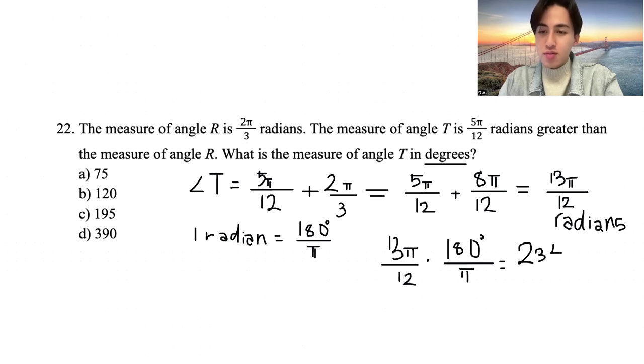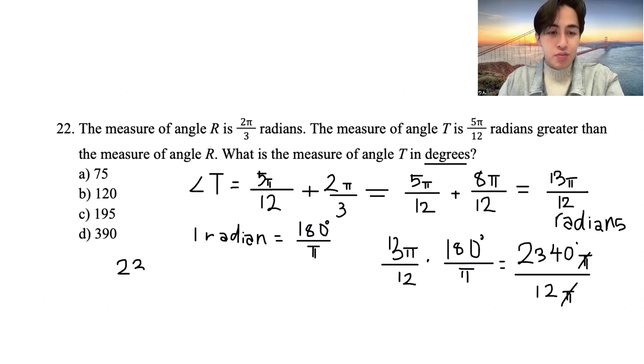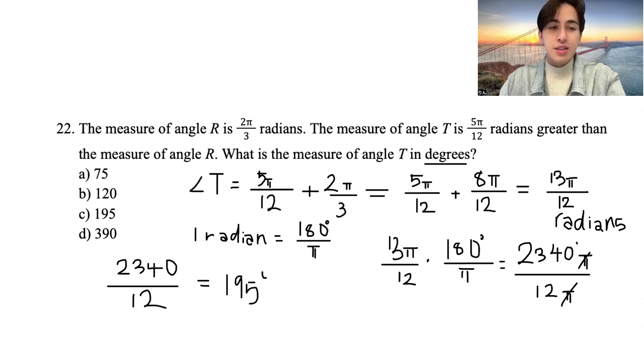But that gives you 2340 pi over 12 pi. So these two pi's cancel each other out, so you're left with 2340 over 12. You simply divide it, and your answer is 195 degrees. So your answer is C.